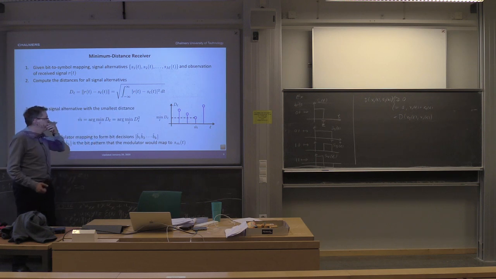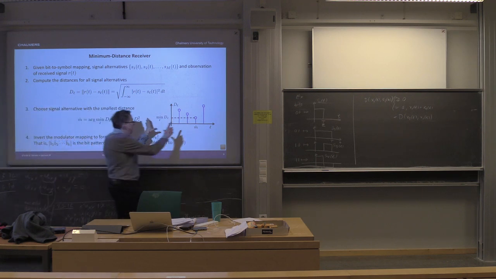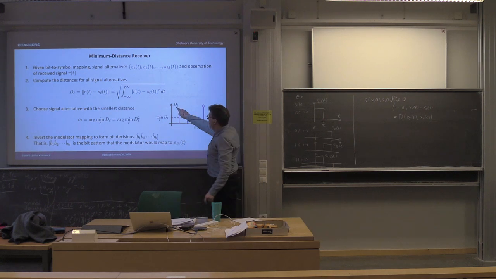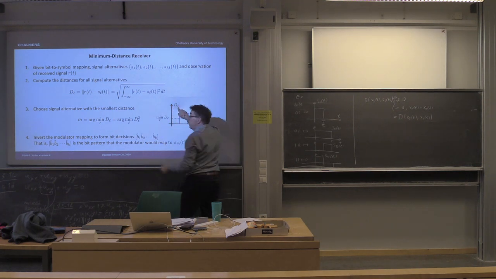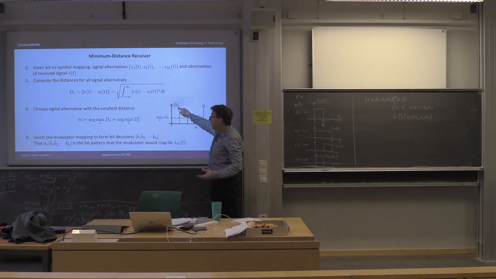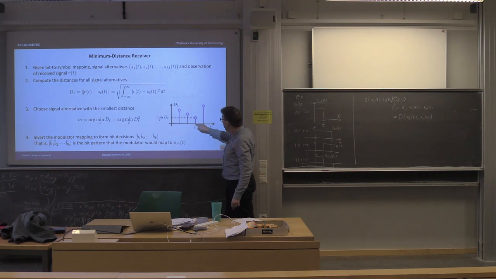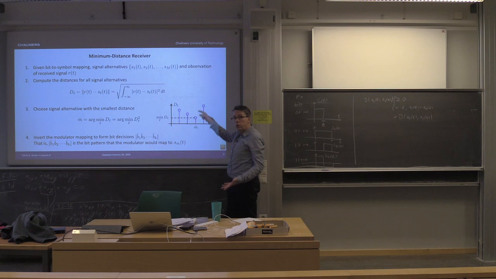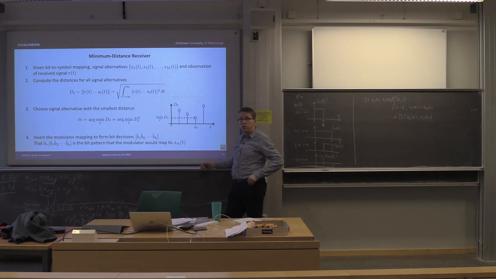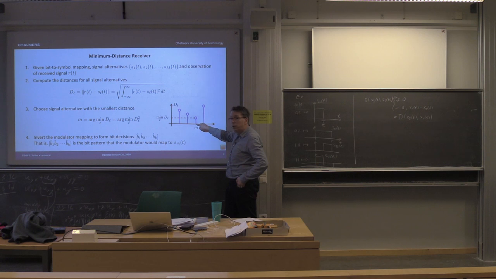Here's what it is. d_L is a function of L, right? For different signals here, we get different numbers, and we get positive numbers. So here's the distance to signal alternative 1, 2, 3, and 4. Which one should we pick in this case? Well, we should pick the one which has the smallest distance to what we have observed. So we would like to pick this one.